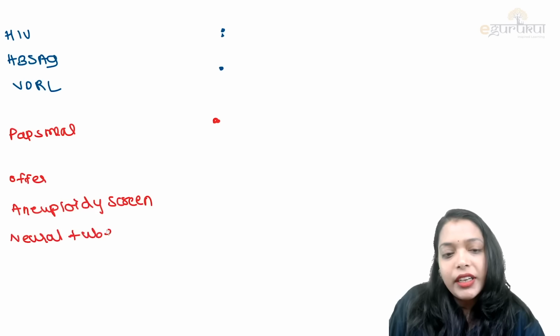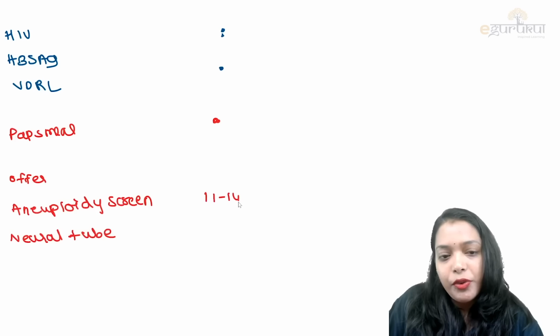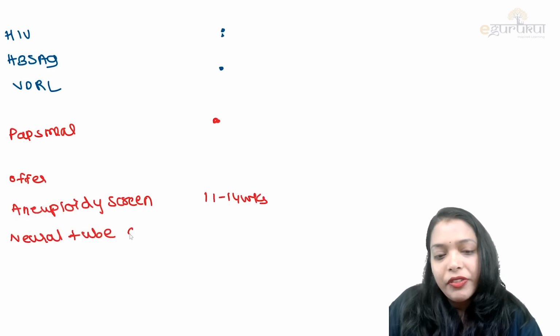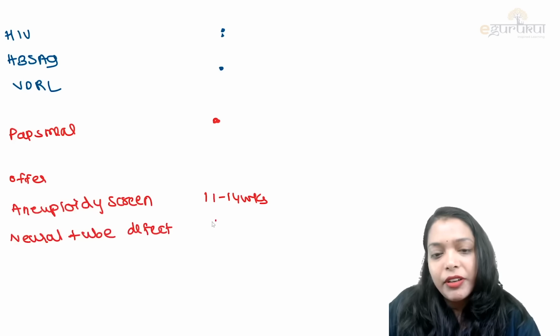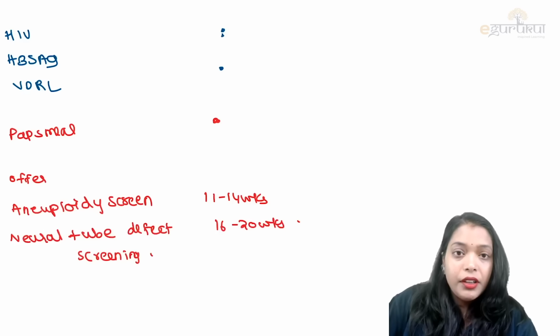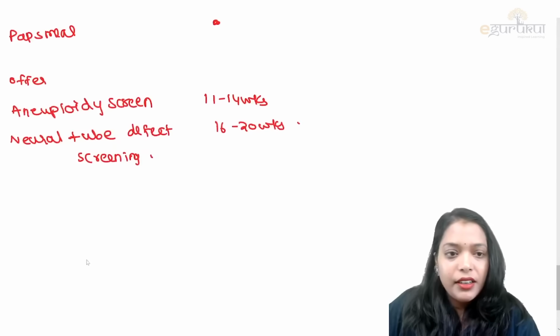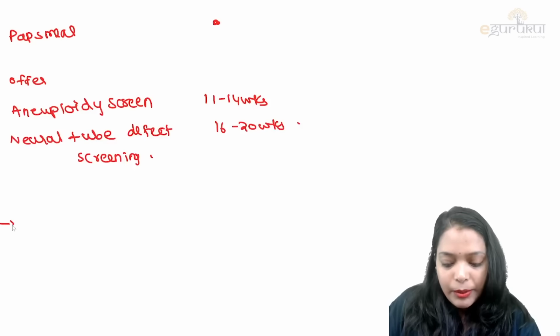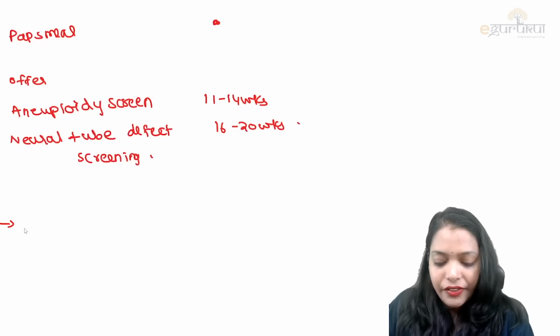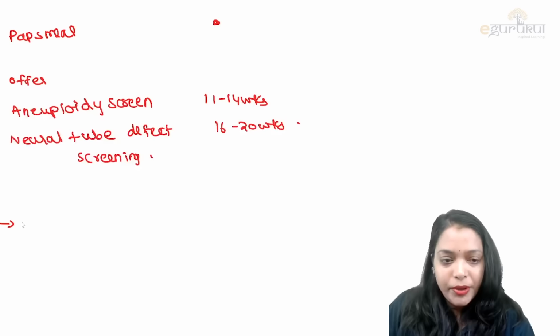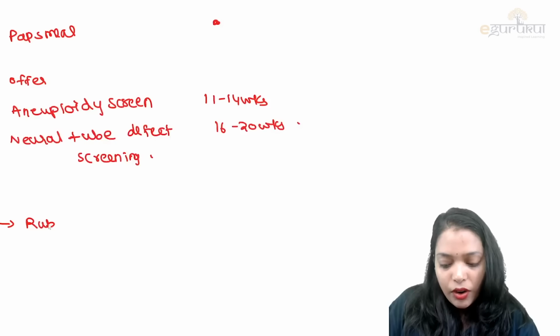So aneuploidy screening is in the first trimester between 11 to 14 weeks, whereas neural tube defect screening is by maternal serum alpha fetoprotein, between 16 to 20 weeks. Next, even rubella serology is added, guys. Along with syphilis, HIV and HBsAg, do rubella serology.